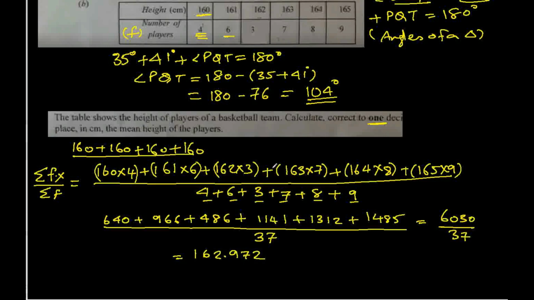And if we divide, we get 162.972. They said they want correct to one decimal place. So that means we have to get up to here. Because of this 7, this will become 10. So we round it off to 163.0 centimeters. This is the mean height.